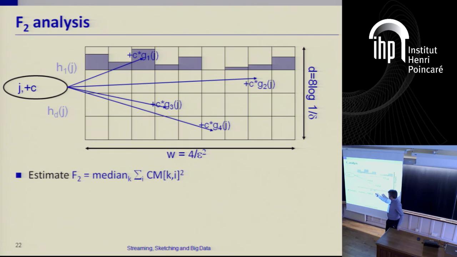And what we're trying to do now, I should have mentioned this more clearly, is estimate the squared Euclidean norm of the input vector. In other words, the sum of the squares of the frequencies. So what we'll do is take each row here as a vector and look at its squared Euclidean norm. So take the sum of the squares of each of these. We get a few different answers, one for each row, so we'll take the median one. That's our algorithm, that's our estimator.